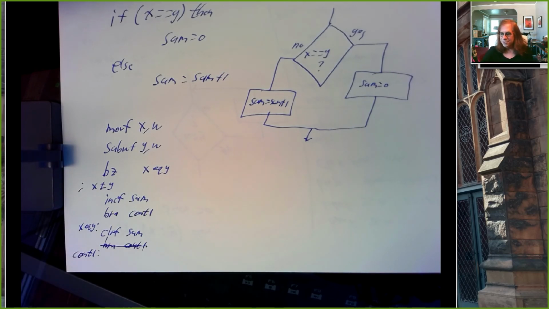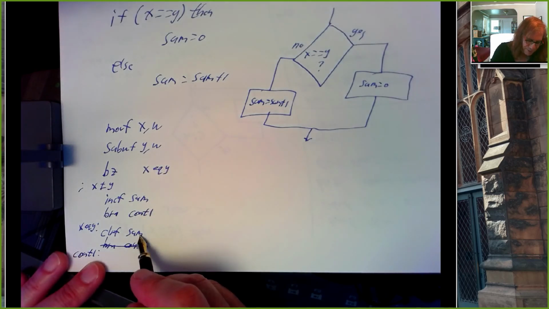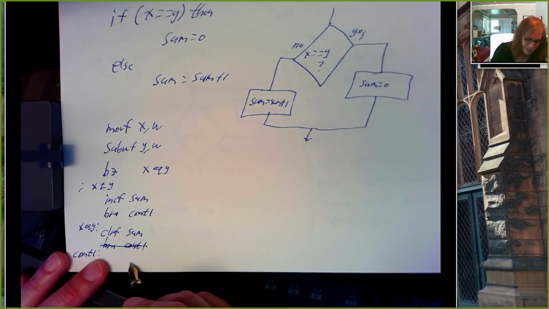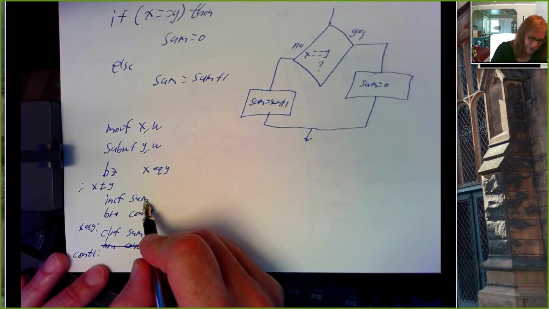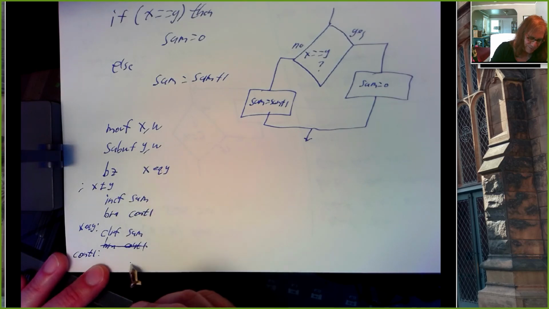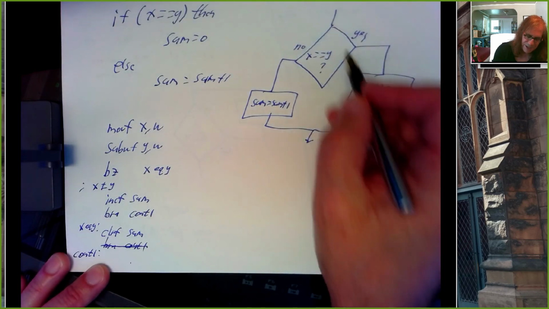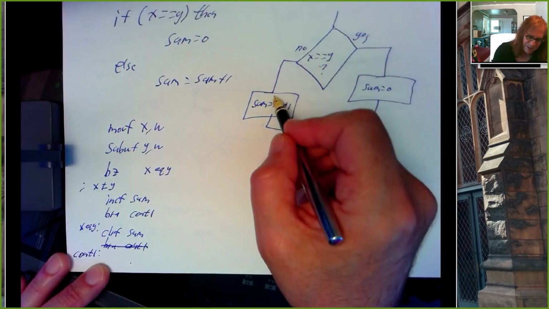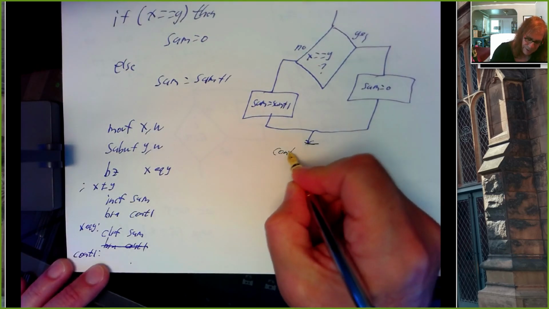So now the flow is the following. If x is equal to y, we jump down here, we clear the sum, and we do this. If x is not equal to y, we skip the branch, we increment the sum, and then we skip over that clear instruction. And so equal to y, we've done exactly this. Not equal to y, we've done exactly that. And in either case, we end up here at continue 1.